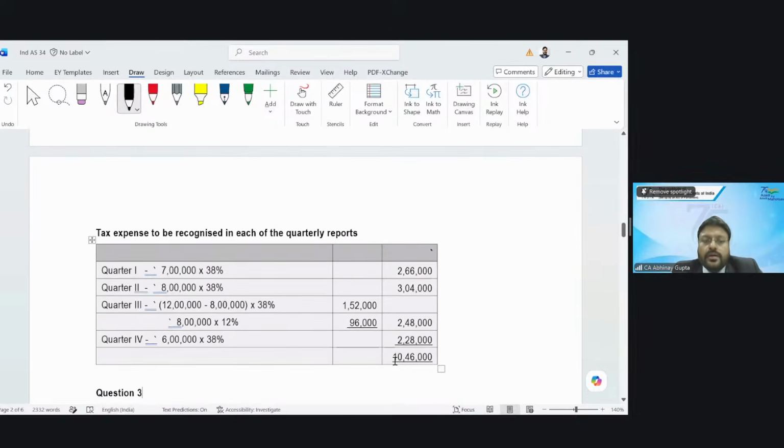Now, for Q1, do I have the capital gain income? No. So 7 lakh into 38%. For quarter two, do I have the capital gain income?